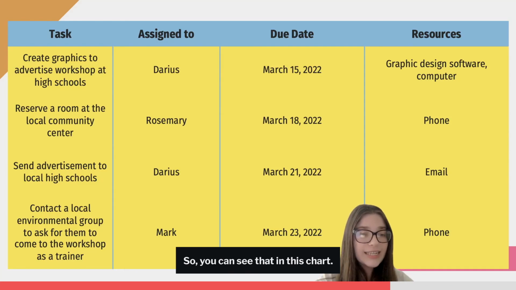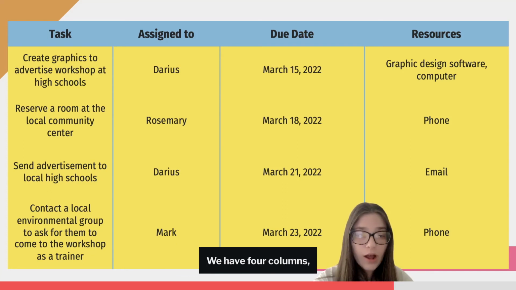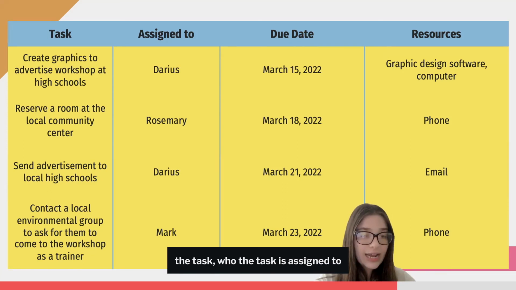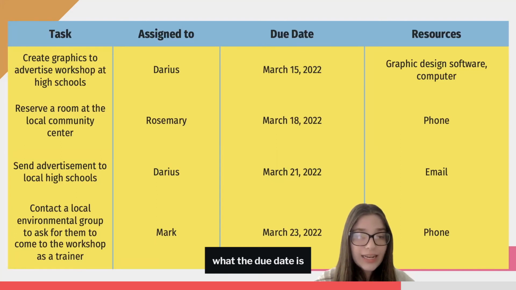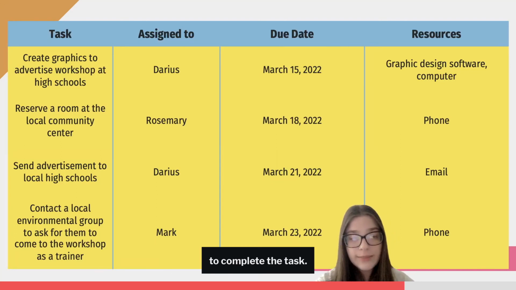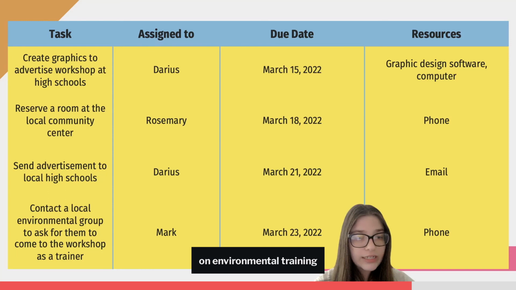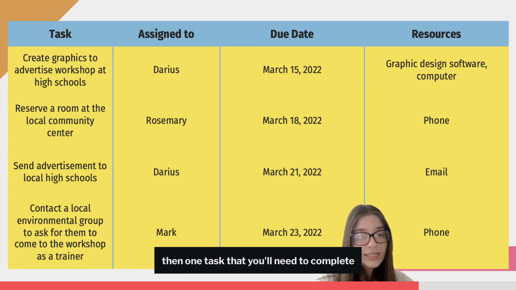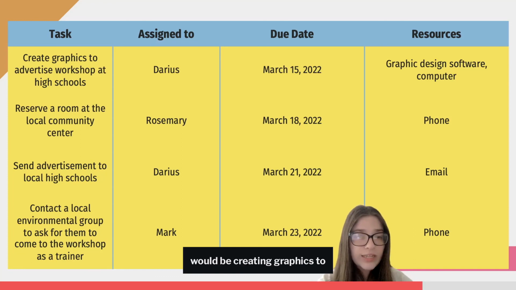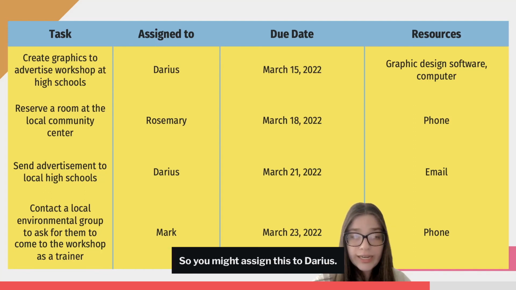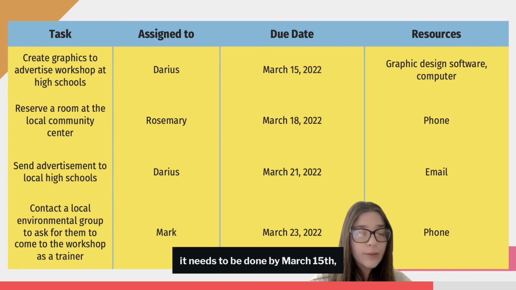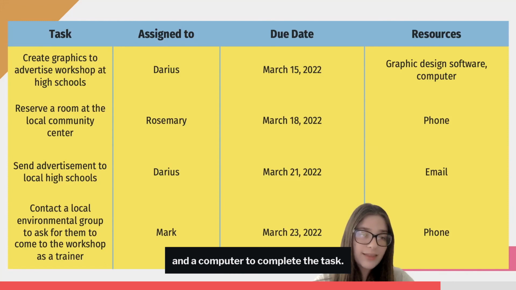So you can see that in this chart, we have 4 columns: the task, who the task is assigned to, what the due date is, and the resources that are needed to complete the task. So if you are designing a workshop on environmental training for high school students, then one task that you'll need to complete would be creating graphics to advertise the workshop at the local high schools. So you might assign this to Darius, tell him that it needs to be done by March 15th, and he'll need graphic design software and a computer to complete the task.